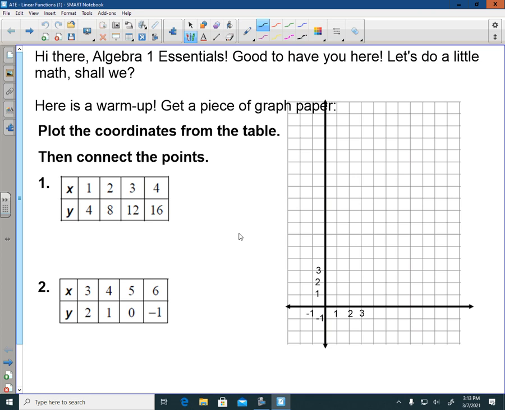Hey, if you have a piece of graph paper, it would be super sweet if you would plot the coordinates from this table and then connect the points. If you don't have graph paper or you totally don't know what I'm talking about, just hang on.